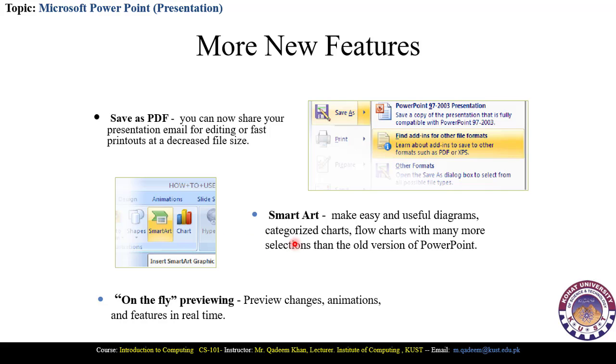We can also insert smart art into our slides. Smart art means that we can create process diagrams such as flow charts and other diagrams like statistical diagrams by clicking this chart symbol. Also, we can preview the slides. For example, live preview is one of the previews, with animation and other features in real time. We can add different previews of the slides here.